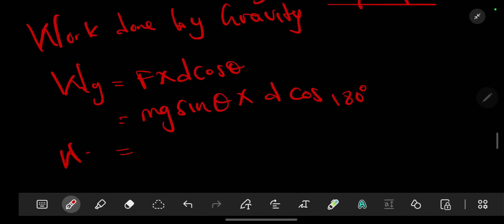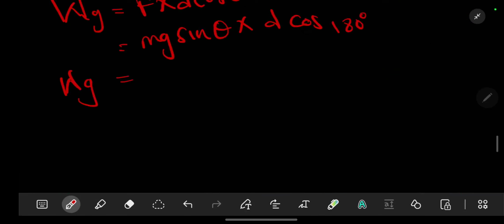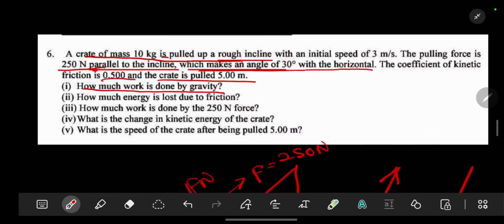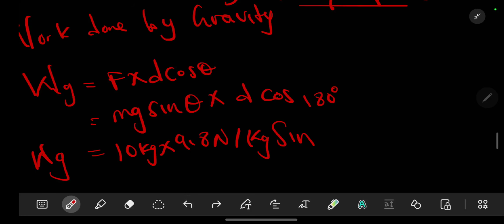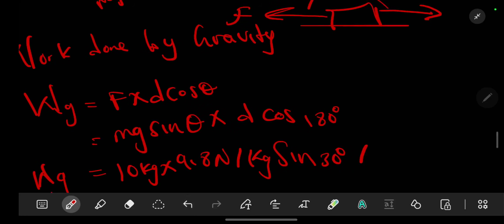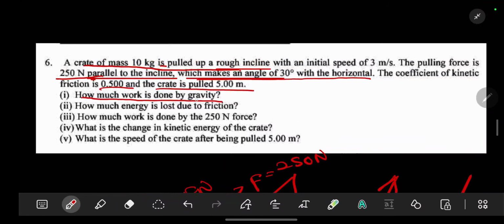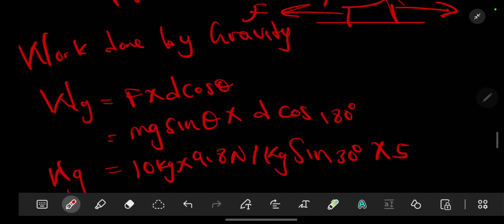So we are going to say the work done by the gravity will be equal to what is our mass. So our mass is 10 kg. So we are going to say 10 kg times gravity is 9.8 newtons per kg times the sine of our theta, which is 30 degrees, then times the distance. So the distance, we just get the distance which it moved. We are told that the crate is pushed 5 meters, so we are going to have by 5.